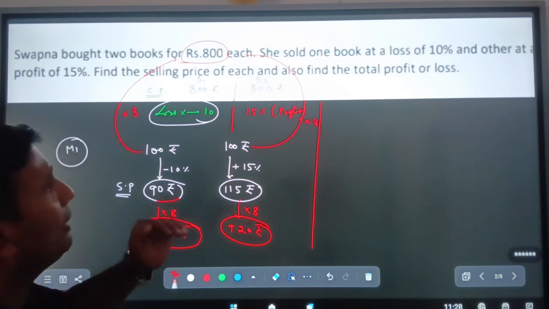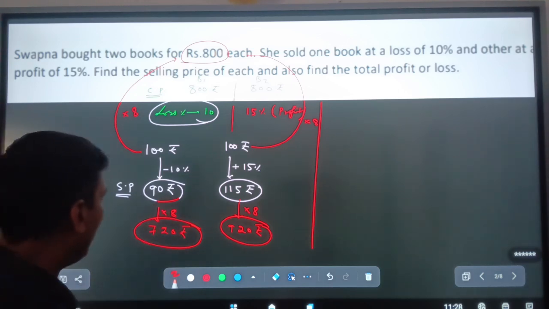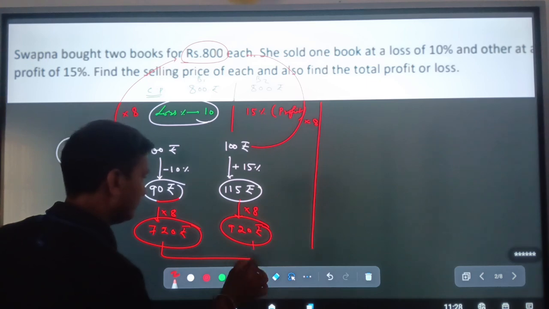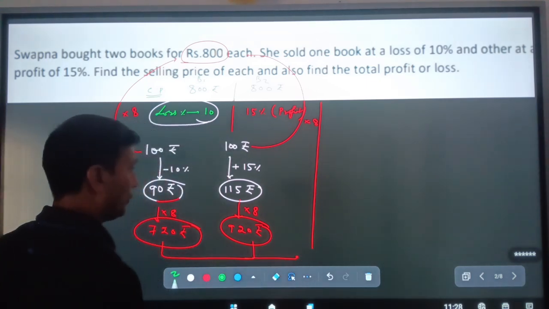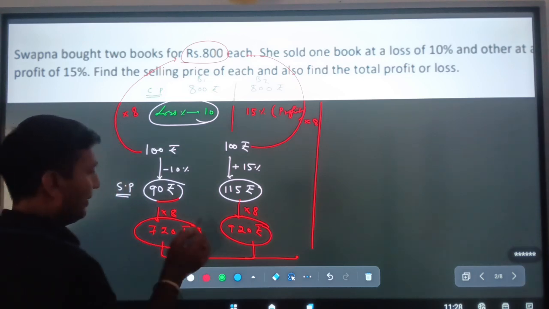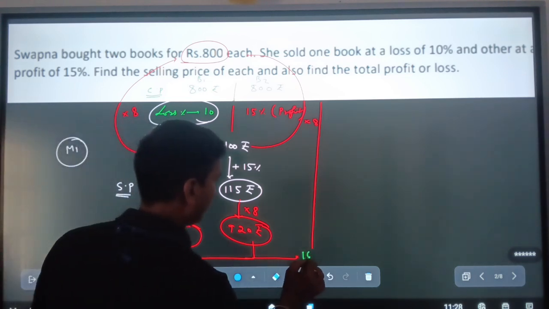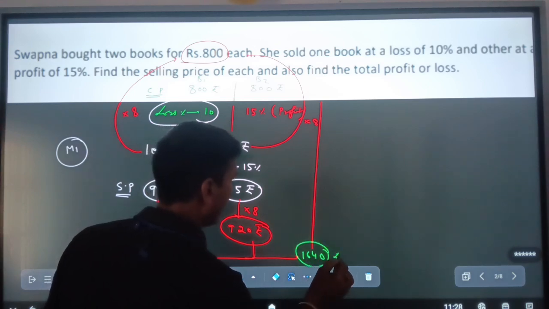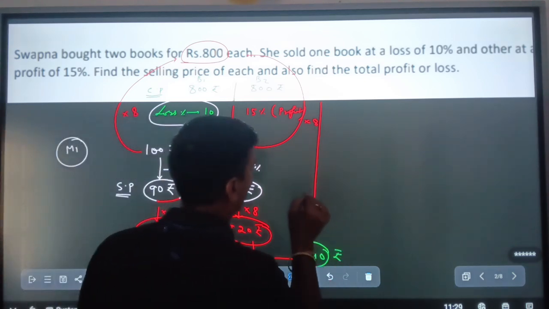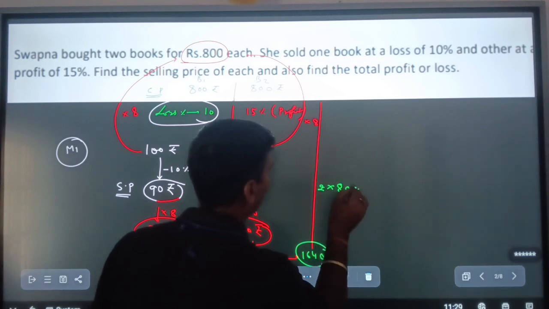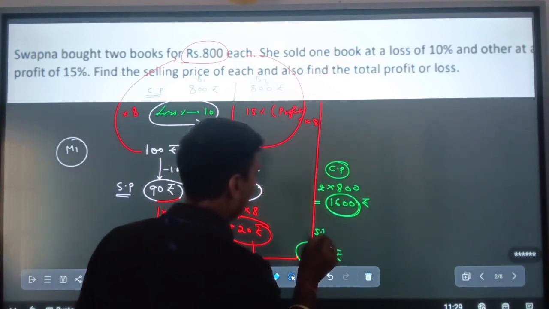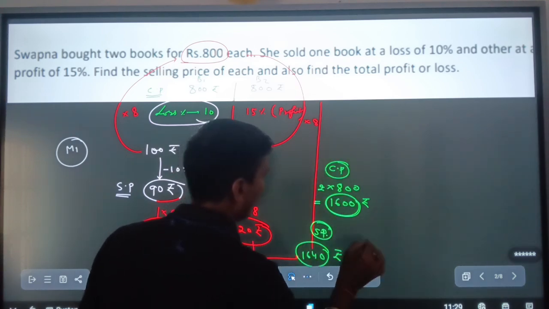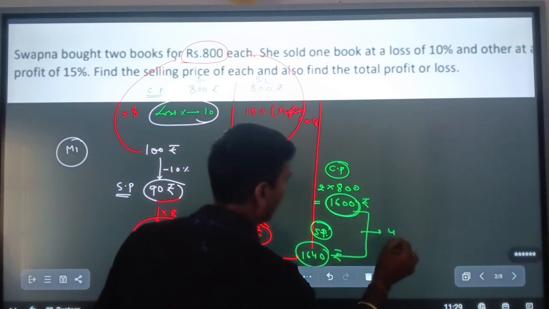What is the total profit or loss? So what we have here, the total selling price is going to be 720 and 920, that is 1640 rupees. And what is the total cost price? Total cost price is 2 into 800, that is equal to 1600. So this is the total investment, or you can say cost price, and this is the output or revenue, that is the selling price. So overall profit is going to be 40 rupees.